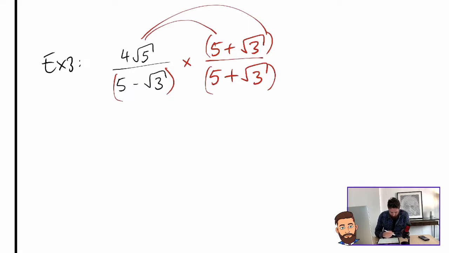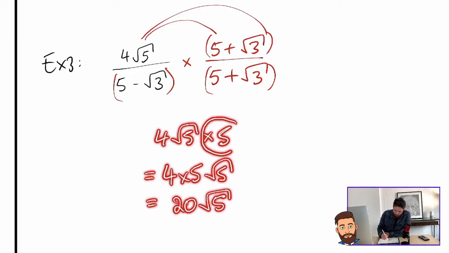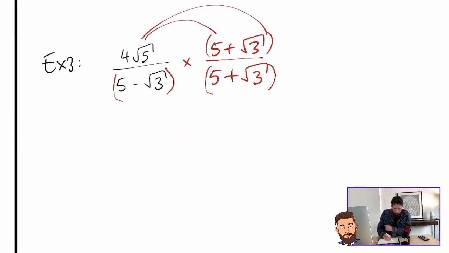Now I'll talk you through this top expansion. We've got 4 root 5 times by root 5, sorry. Well, remember, that just means 4 root 5 times 5, and we've looked at this in previous lessons. It's all commutative, it can be done in any order. That is 4 times 5 and then root 5, so that would be 20 root 5. You can bring the two whole numbers together and times. So that will give us 20 root 5 for the first bit.